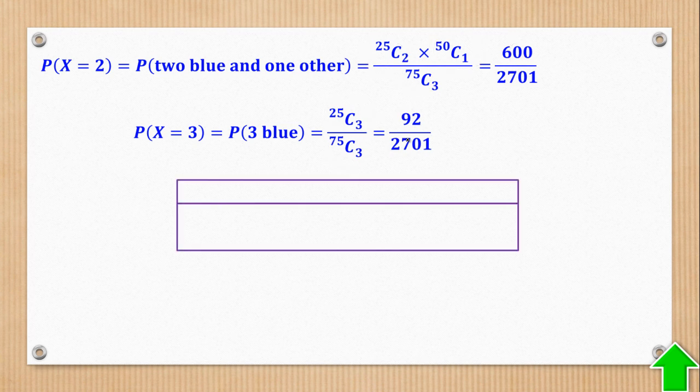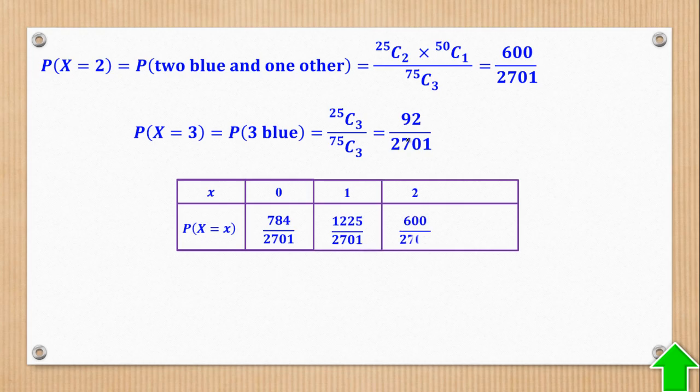So now we can come and draw our probability distribution. Probability distribution means you tabulate when it comes to discrete. So when x is 0, that's the probability. When x is 1, that's the probability. When x is 2, that's the probability. When x is 3, that is the probability. And that's what they wanted.